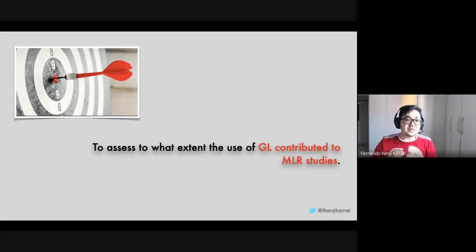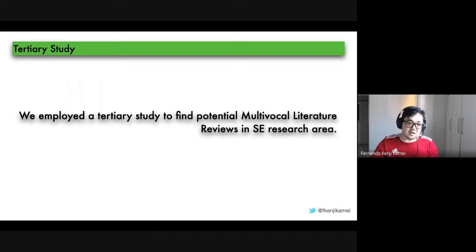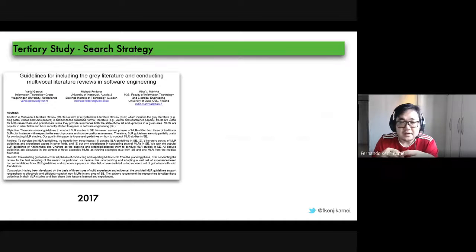For this reason, this study aimed to assess to what extent the use of gray literature contributed to multivocal studies. In this research, by contributing, we mean understanding to what extent the multivocal studies use gray literature evidence to answer their research questions. To achieve this goal, we employed a tertiary study to find potential multivocal studies in the software engineering research area. Thus, we proposed a set of strategies.